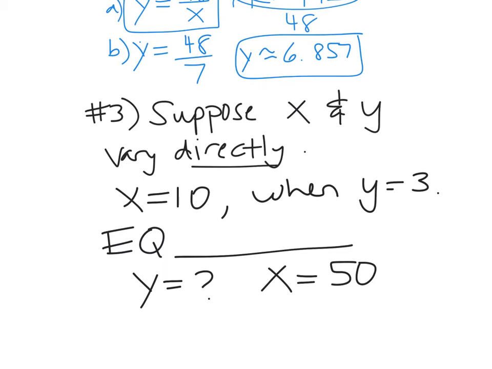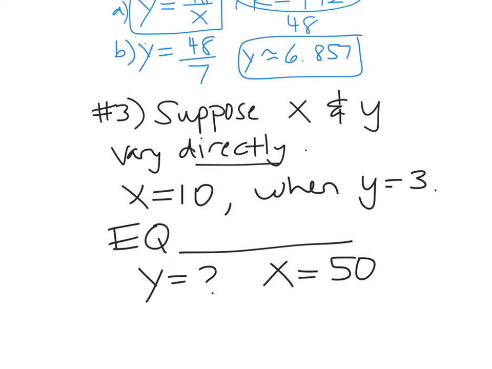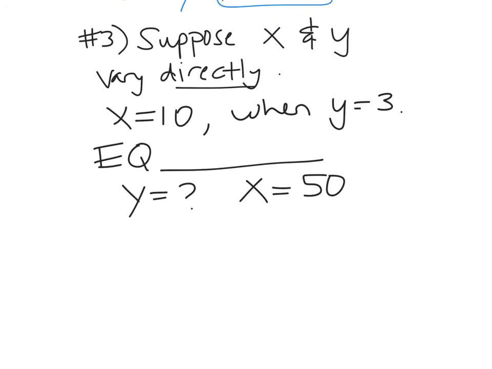So write that down. Catch up to me. Suppose x and y vary directly. X equals 10 when y is 3. Find an equation, and then we'll plug that in. So here we go. Direct variation looks like this: y equals k times x. And I need to find out what that k is. It's a constant, the constant of variation.